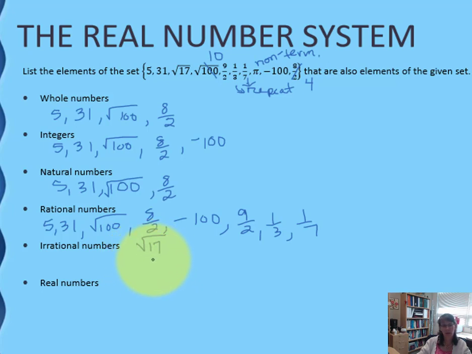Are there any others? Looking down the list of elements, here's pi. That is a non-terminating decimal value, so we need to include pi. Real numbers. Real numbers consists of all the irrational numbers, all the rational numbers, whole numbers, integers, natural numbers. So it is going to be every one of these elements in the set.